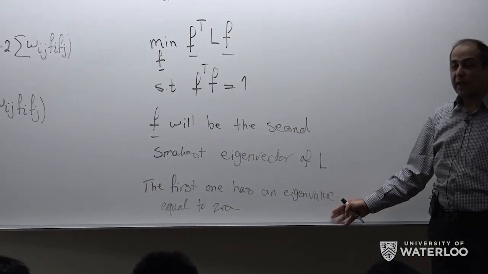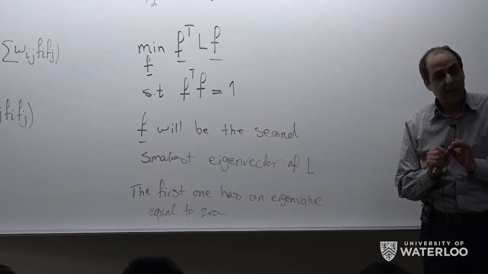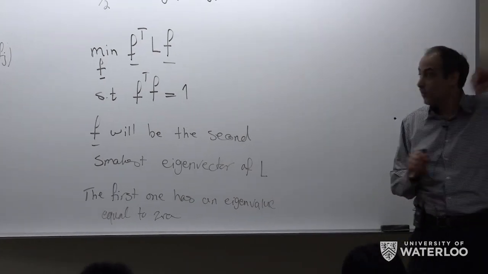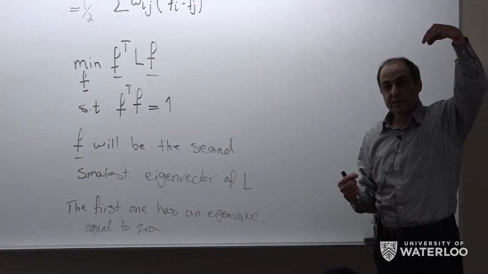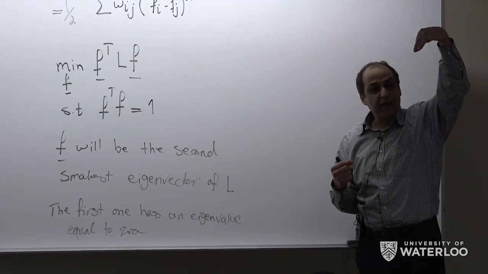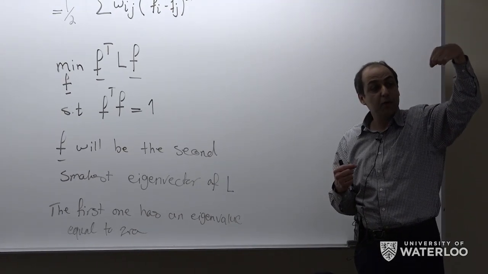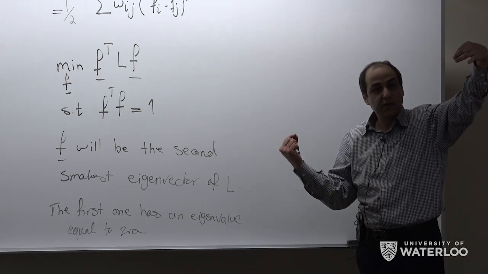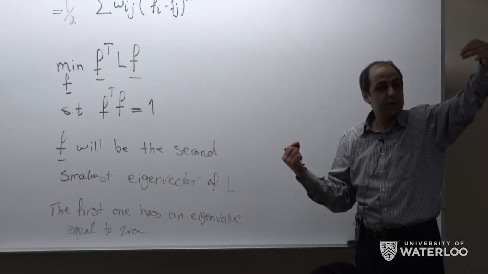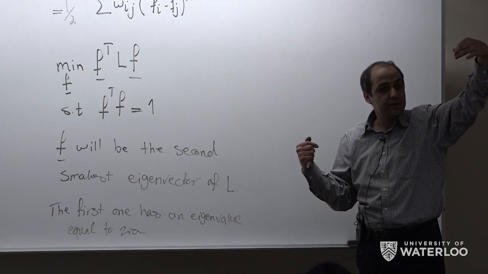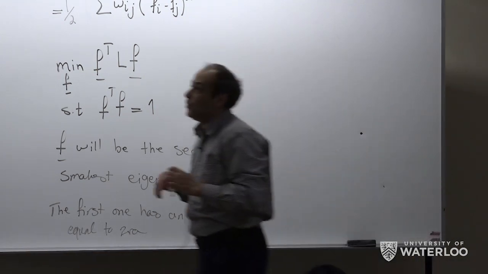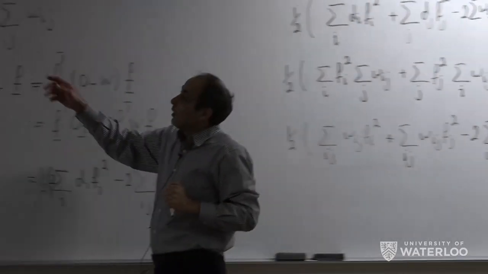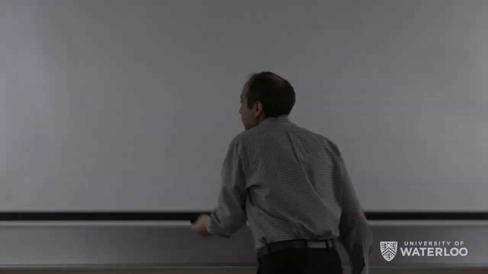So you compute F, and F is n-dimensional. For any Fi, if this is positive, this point belongs to cluster A. If it's negative, this point belongs to cluster A complement. Okay? Let me show you some results of spectral clustering.